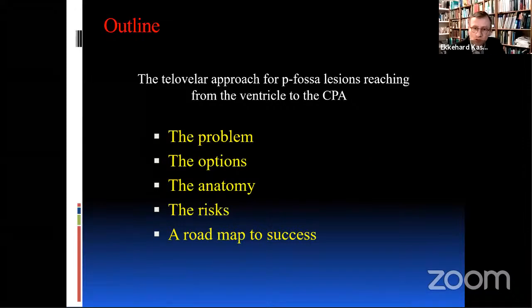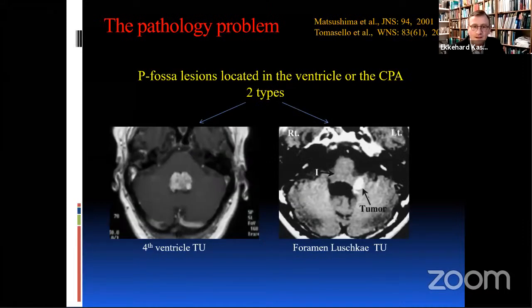So the Telovelar approach for posterior fossa lesions can be used for lesions reaching the ventricle, but also the CP angle. I want to take you through the problems, the surgical options, the detailed anatomy, and then some risks and a roadmap to success. So from a pathology perspective, posterior fossa lesions can either be located smack in the midline, then the tumor is filling the fourth ventricle in an anatomical straight approach, or it can be a more laterally located tumor that sits in the foramen Luschke and may even protrude laterally outside.